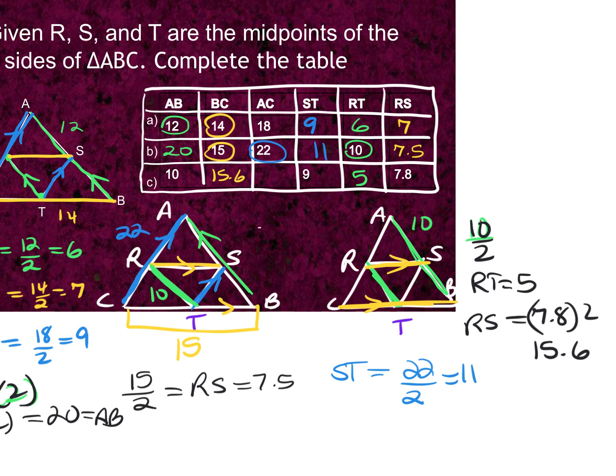And then for AC, I'm going to look at ST, and AC is here, ST is here. They gave me ST is 9. So to find AC, all I have to do is take ST, times it by 2. So 9 times 2, and AC equals 18.